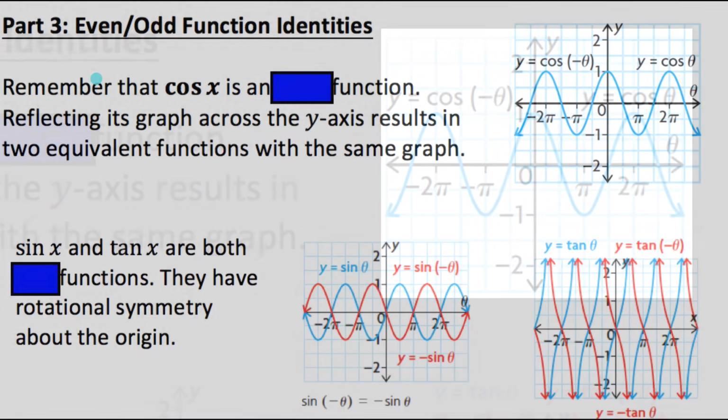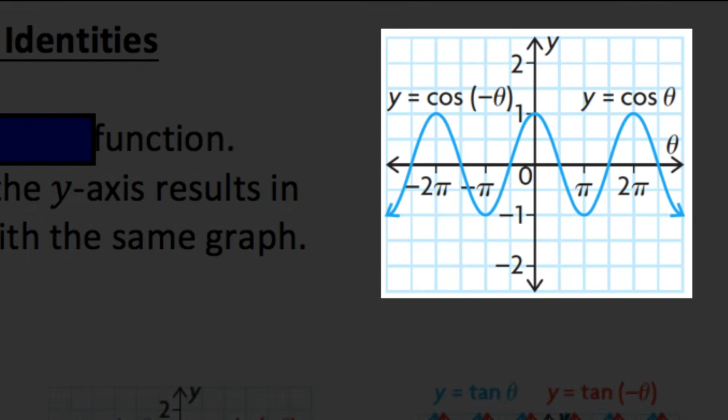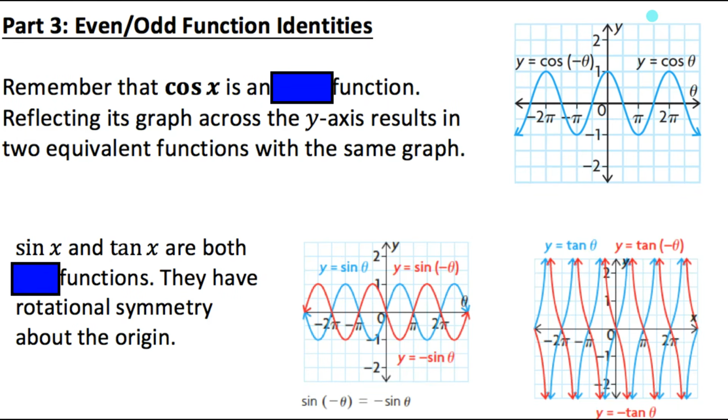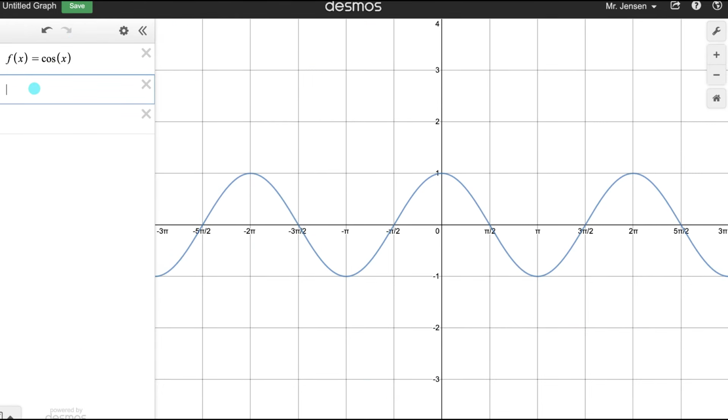Let's look at the graph of cosine. Notice that graph is symmetrical about the y-axis. If we did cosine of 2 pi and cosine of negative 2 pi, they would have the same y value. Their y values would be at 1. And that's true for any angle you plug in. Let me show you. Here's the graph of cosine. If I plugged in 3 for x or negative 3 for x, it should be the exact same thing.